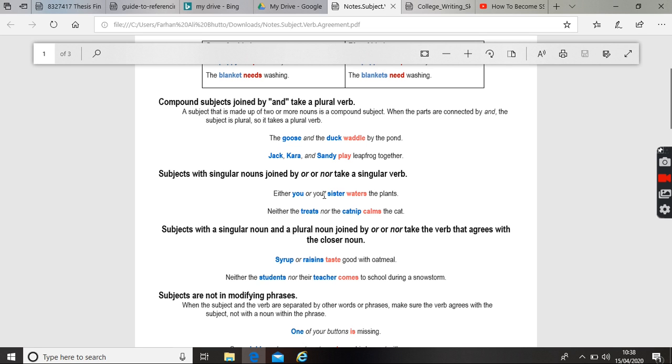Now you and your sister, both subjects are singular. So in this case, the verb always has to be singular. The next sentence is neither the treats nor the catnip calms the cat. Again, both the subjects are singular. So if you have two singular subjects and you are using either/or or neither/nor, the verb has to be singular always. I'll give you one or two more examples.